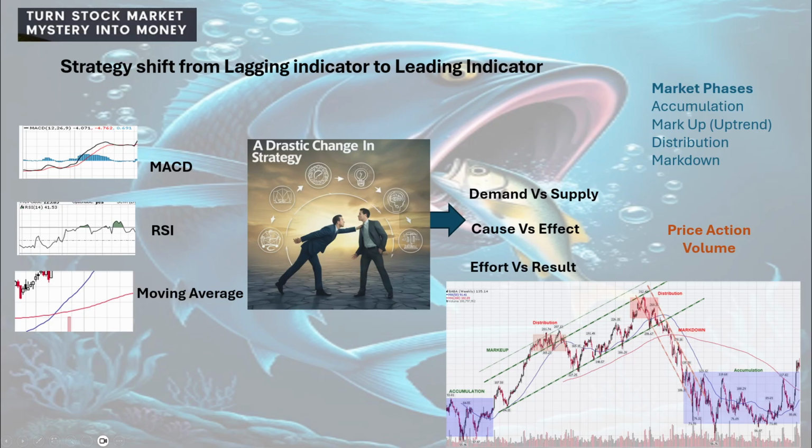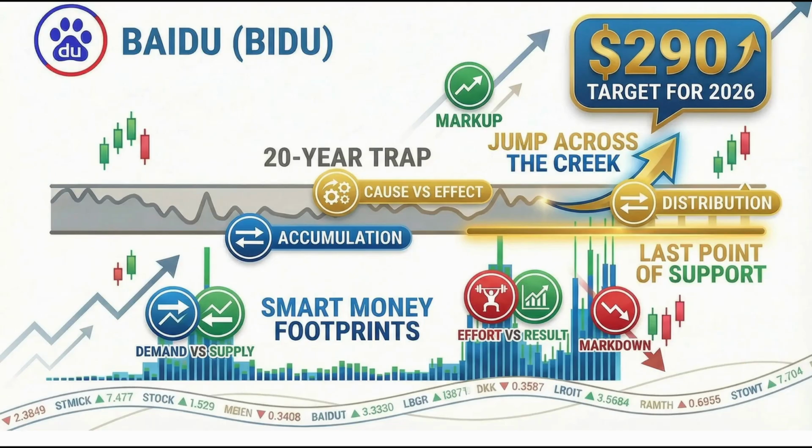The methodology relies on three core laws. Number one, the law of supply and demand. This is the engine of the market. When demand exceeds supply, prices rise. When supply exceeds demand, prices fall.